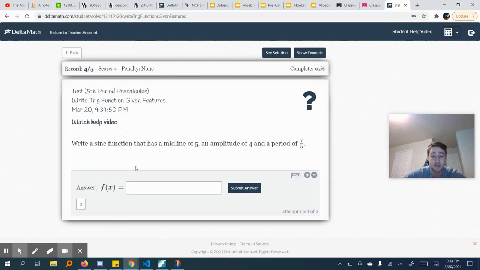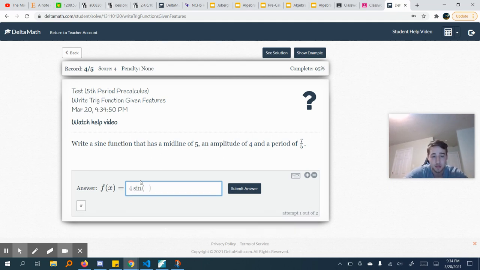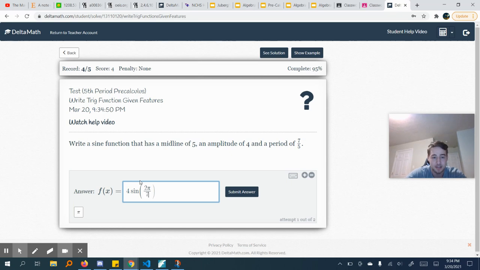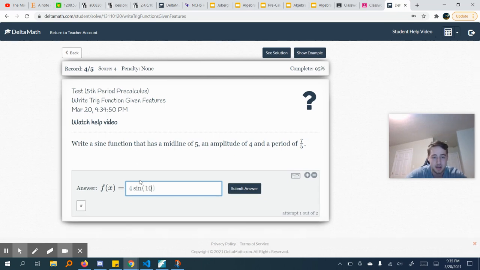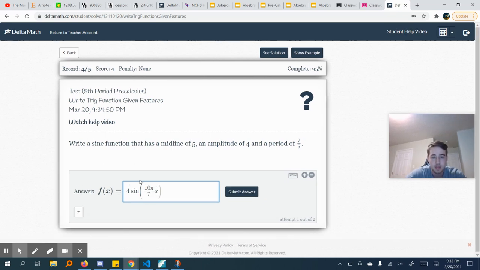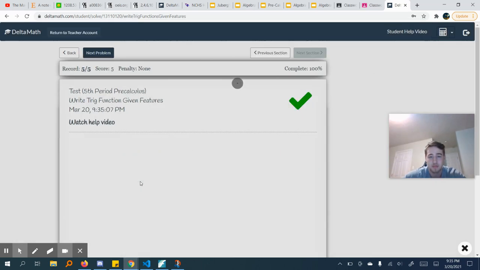And this is all you need to do for this first assignment this week. So 4 sine 2 pi over 7 over 5, so 10 pi over 7, x plus 5. All we had to do.